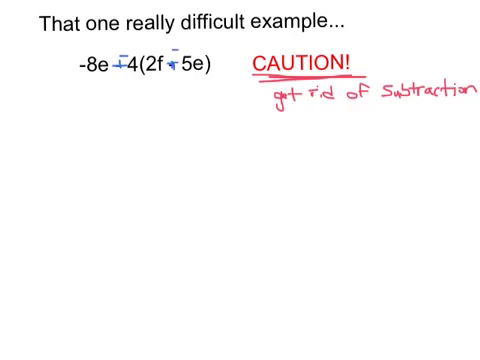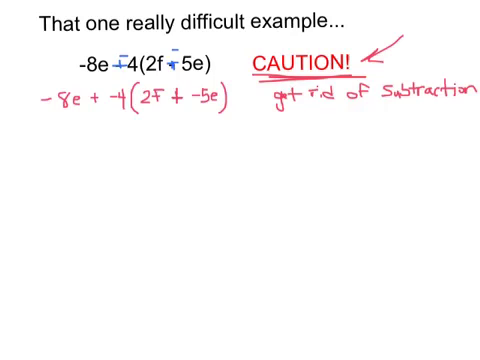So when I do this, what it's really best to do is just rewrite the problem, and I get negative 8e plus negative 4 outside the parentheses times 2f plus negative 5 times e. Okay, so far so good. So really all I've done is I've rewritten the problem in terms of addition rather than subtraction. And that's exactly what I wanted to do. That's why I really want to use caution whenever I have a subtraction problem. Turn that subtraction into addition. Remember, add the opposite. So now I can go ahead and distribute.